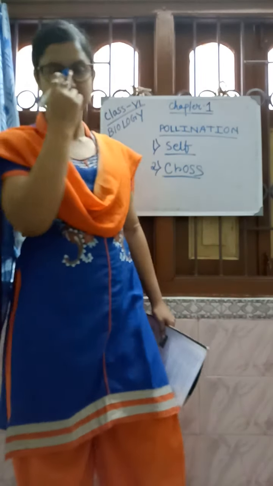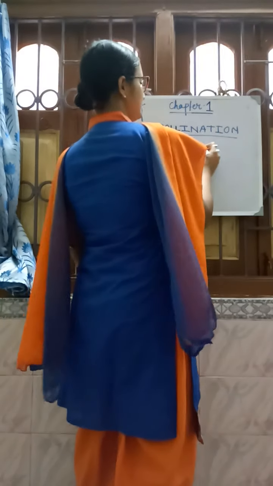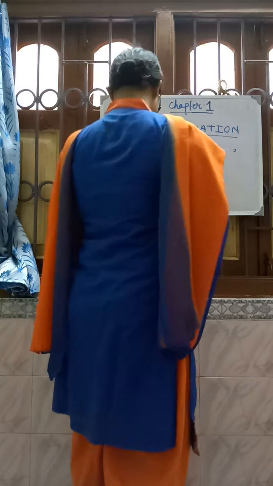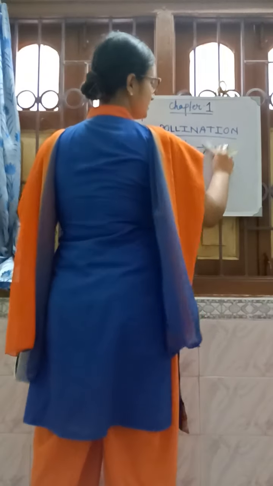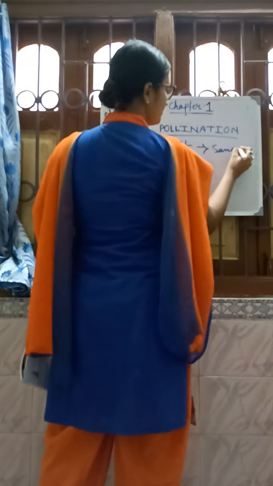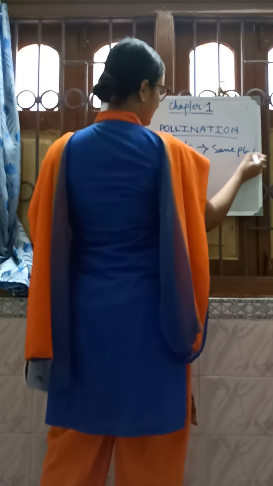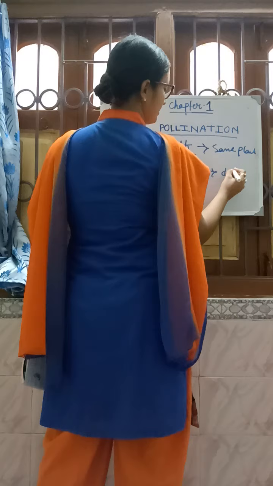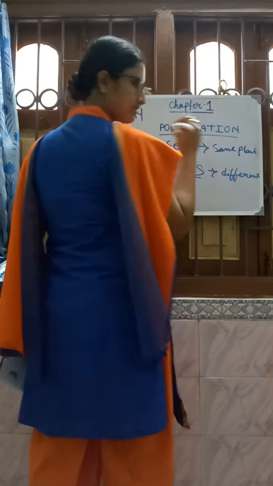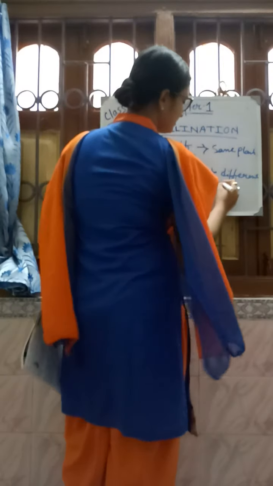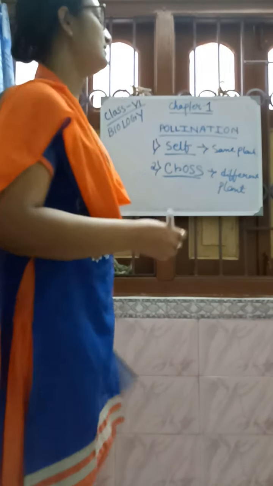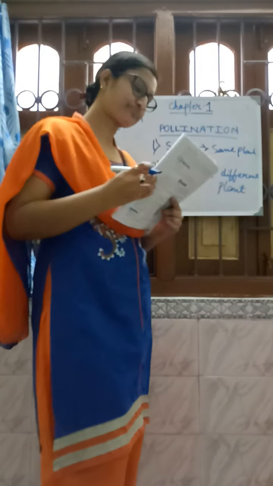When it is the same plant, it is self pollination, and when it is a different plant, it is cross pollination. That's why it is called cross: different plant. This is self pollination and cross pollination.